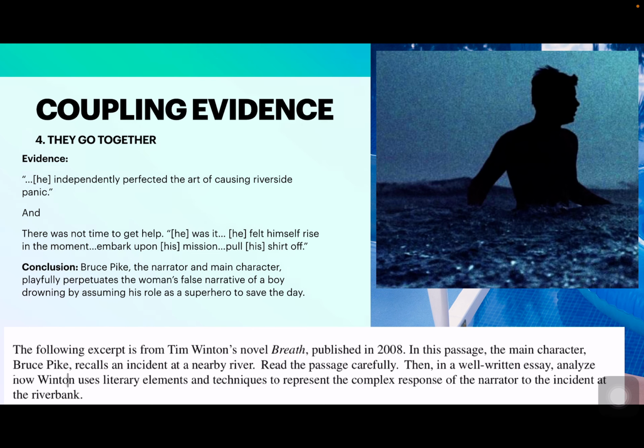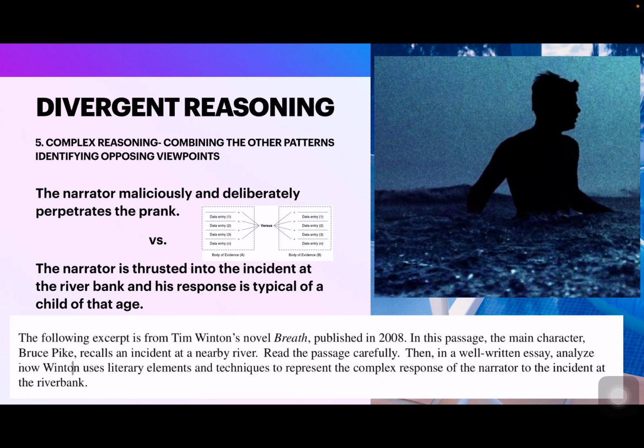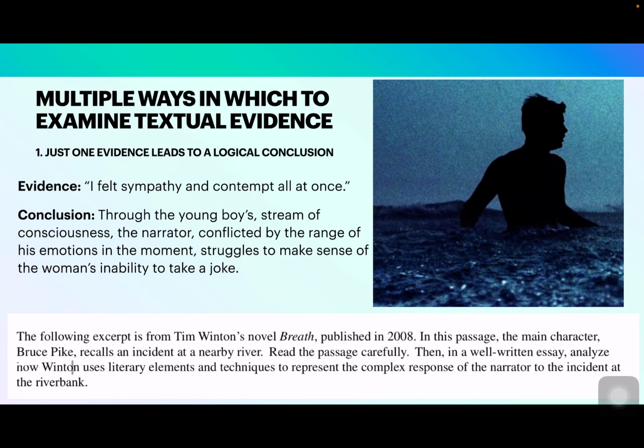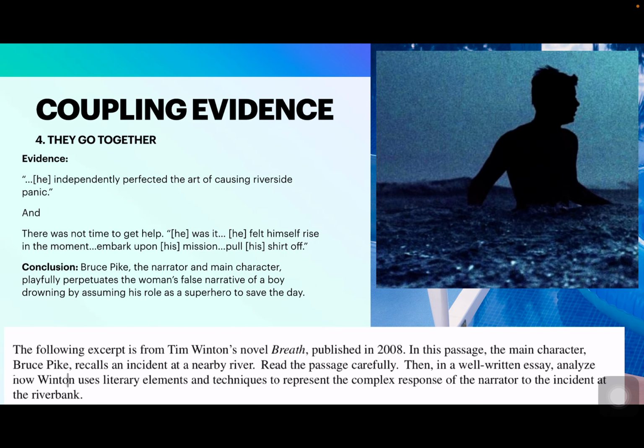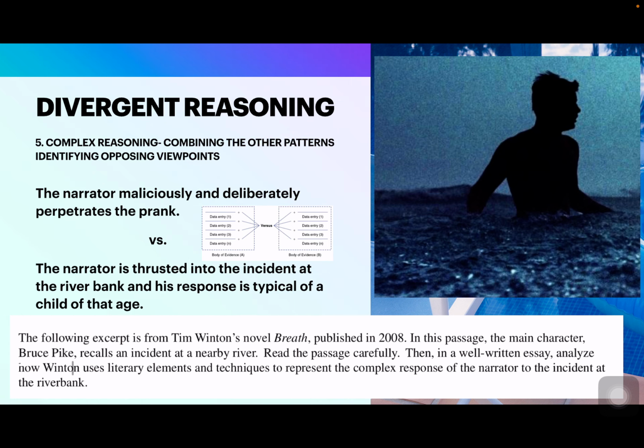So my new conclusion is, Bruce Pike, the narrator and main character, playfully perpetuates the woman's false narrative of a boy drowning by assuming his role as a superhero to save the day. So again, one piece of evidence is contingent on the other for it to work. Divergent reasoning is really just, and I don't have all of the examples here, a complex reasoning combining the other patterns. So I gave you 4. You can take the one-on-one, you can take a string of evidence, you can take the domino effect, or you can take the coupling of evidence, and this can form a divergent reasoning.